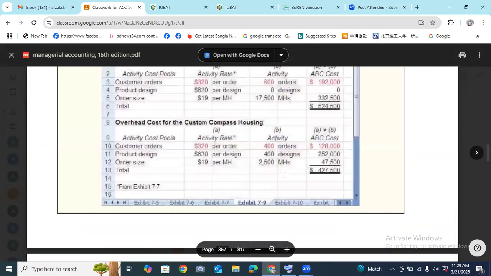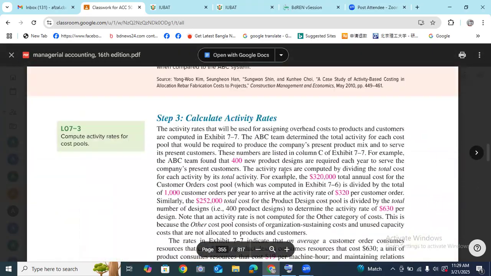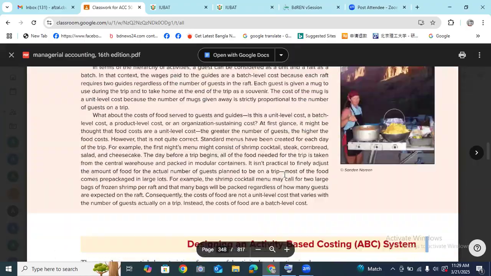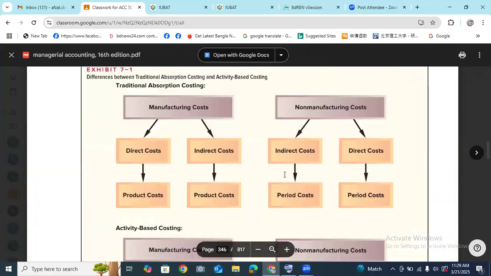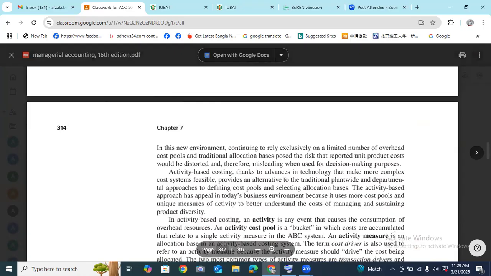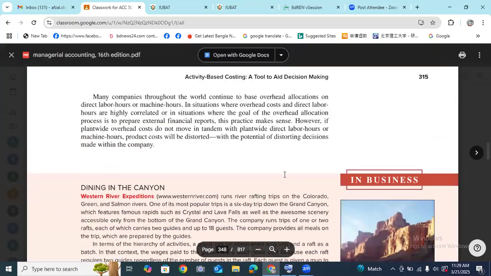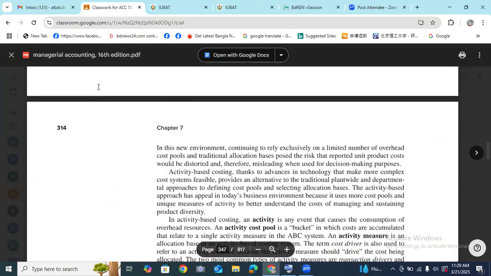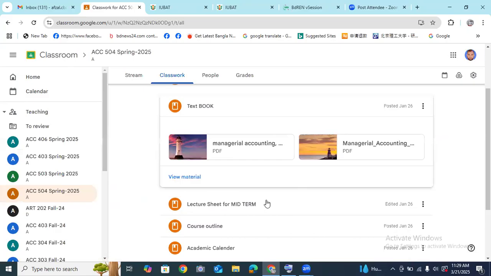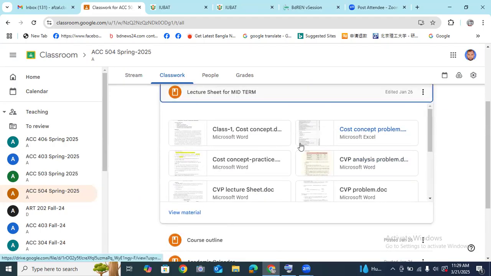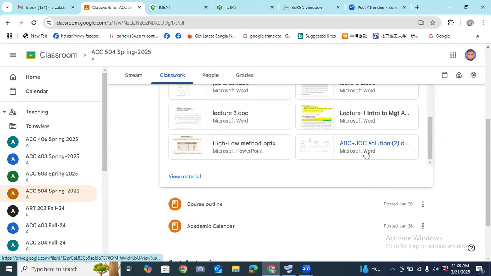If I start a problem, you understand better. This is all the theoretical part. You can study it at home, some theoretical part from the book text, and we can discuss it next class. For the physical class, we will start solving some problems relating to job order costing and activity based costing, which is given in my Google lecture sheet for midterms. It's ABC plus job order costing.